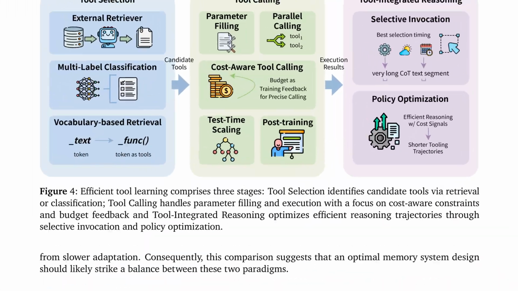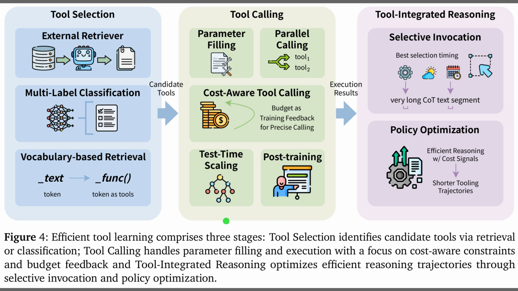Next, Figure 4 maps out the second major pillar: efficient tool learning. The diagram divides this process into 3 stages, flowing from left to right. On the left, the tool selection phase filters the vast ocean of potential APIs, sometimes even treating tools as special vocabulary tokens to speed up retrieval.